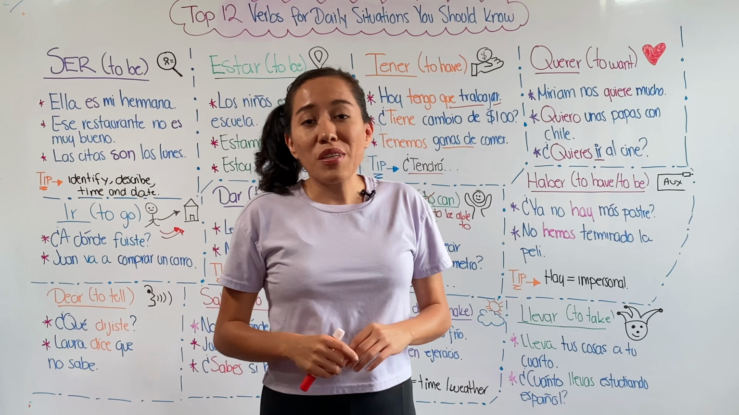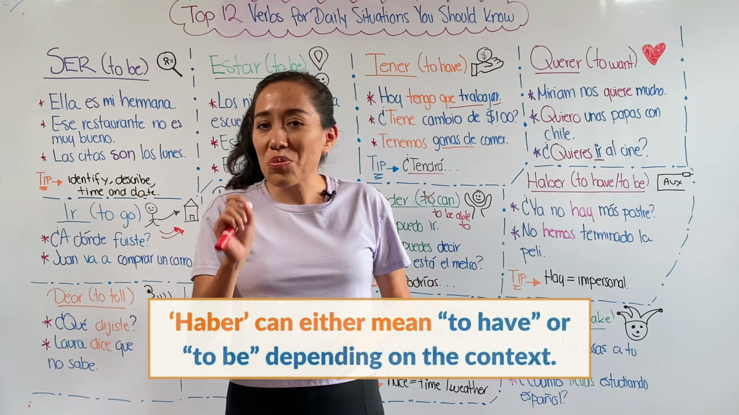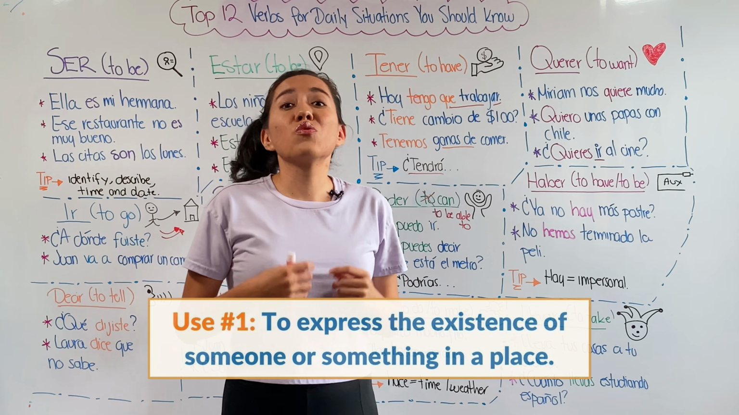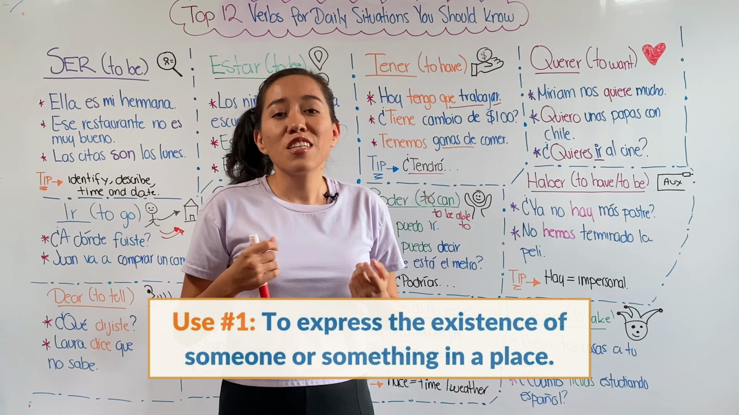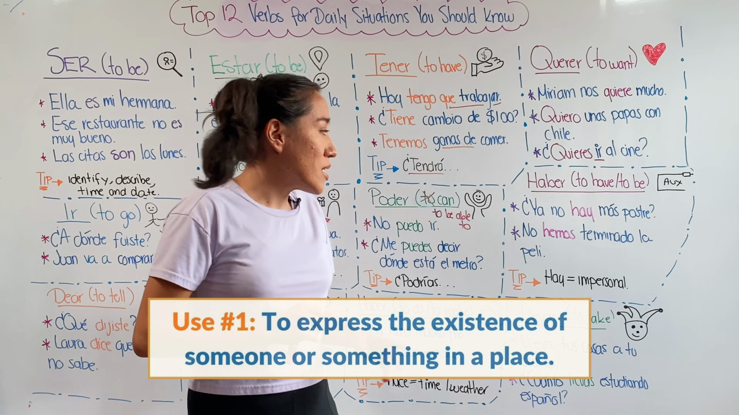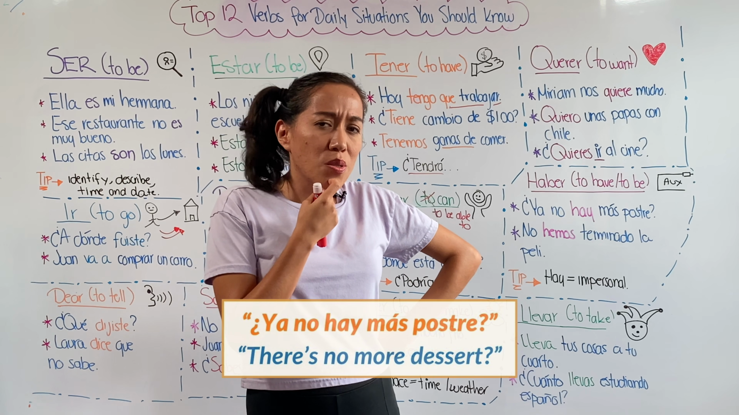The next verb is haber, and haber can mean to have or to be. We use this verb for two basic things. Number one, to express existence, to list the things that are or are not in a place. For example, ya no hay más postre. There is no more dessert.